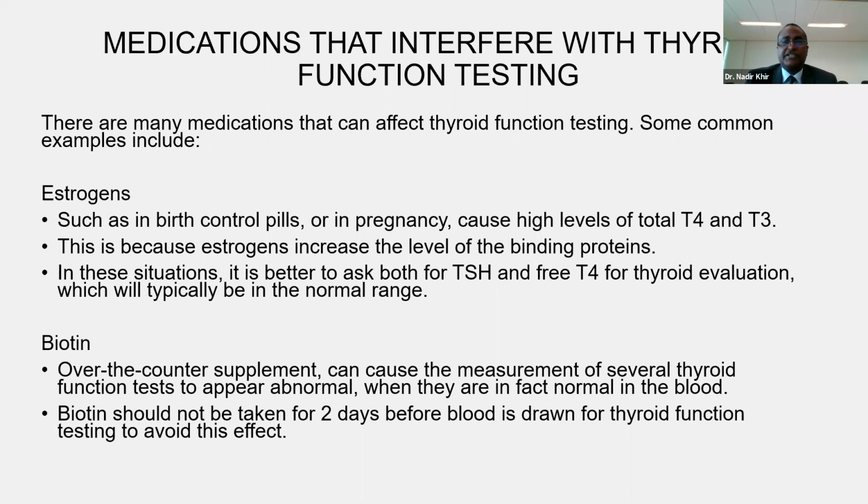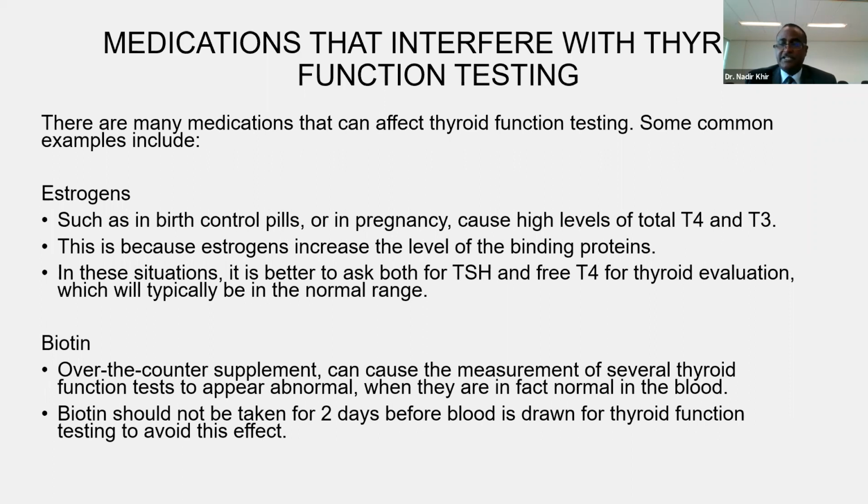What are the medications that very commonly give us a hard time when we see these patients? Estrogen: females usually taking oral contraceptive pills, or in pregnancy, have high levels of total T4. This is because estrogen increases the level of binding proteins, all of them. In this situation, it's better to ask for TSH and free T4, which should typically be in a normal range.